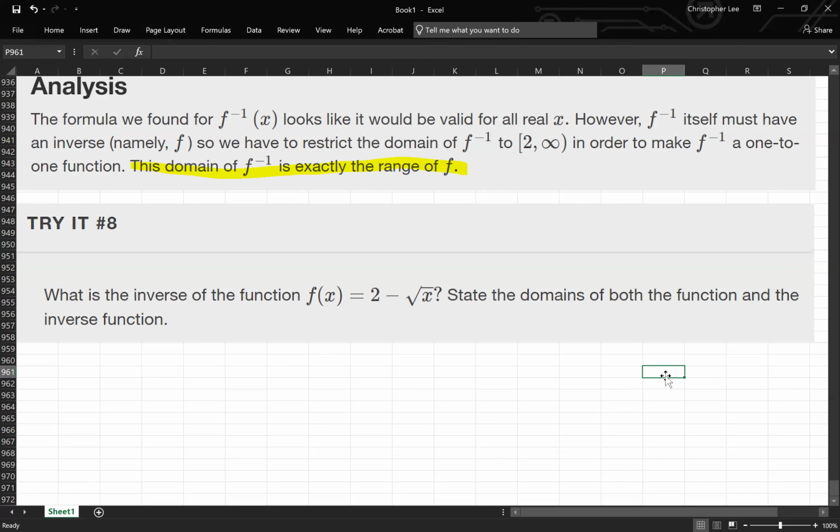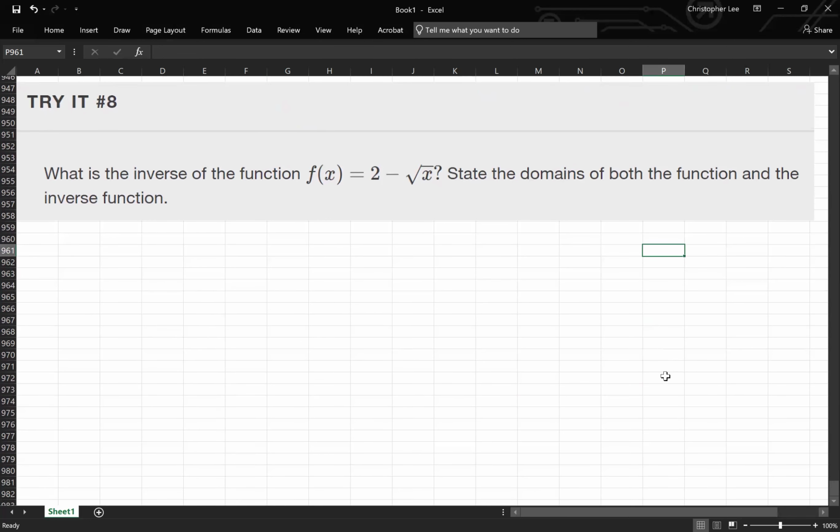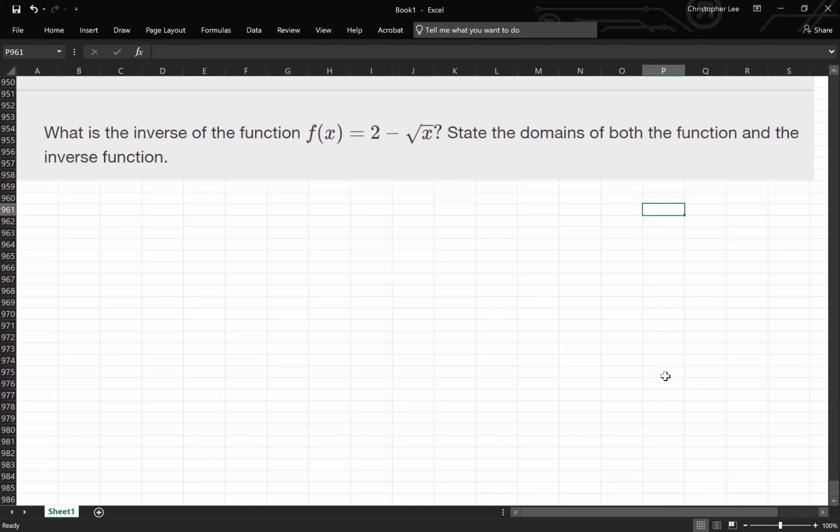All right. What is the inverse of this function? f of x is equal to 2 minus the square root of x, right? So we want to state the domains for both of the functions and the inverse functions. Not bad, right? Let's wrap this up real quick so we get to a new topic.